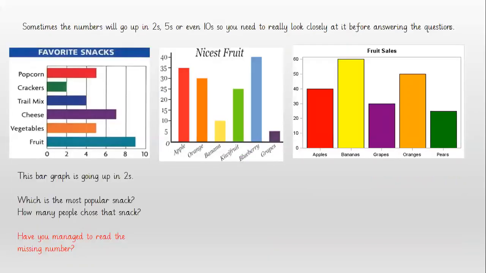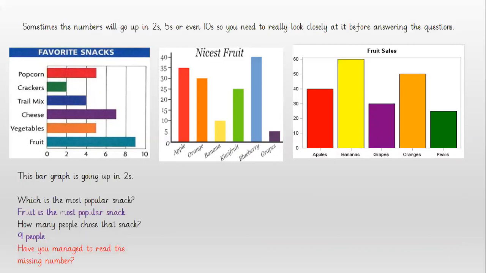Sometimes the numbers will go up in 2s, in 5s, or even in 10s, so you need to look really closely at it before answering the questions. So in the first one, right on the left-hand side, this bar graph is going up in 2s. Which is the most popular snack? And how many people chose that snack? Can you read the missing number in between?